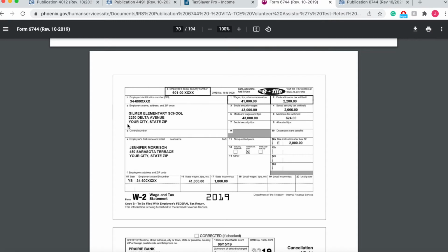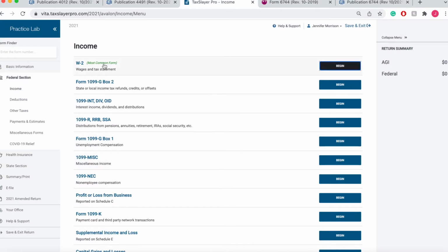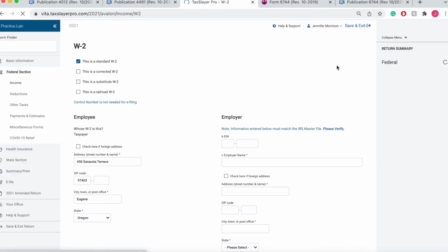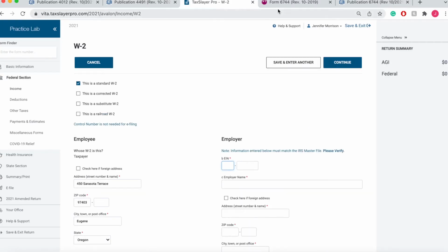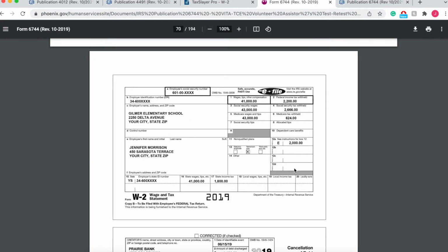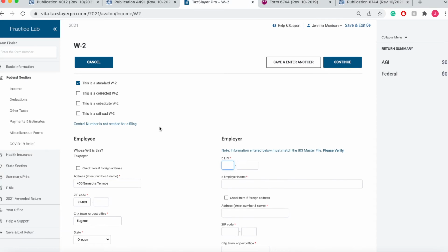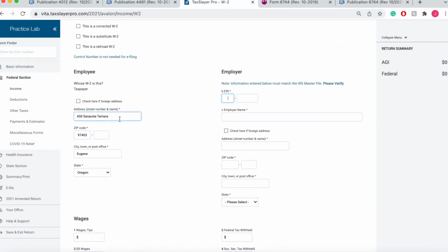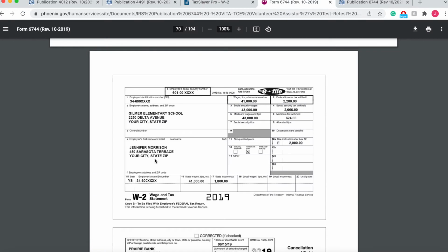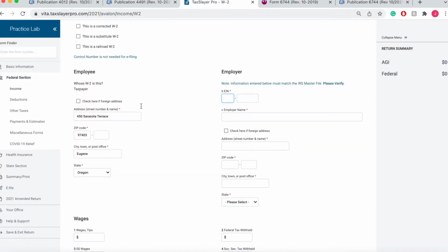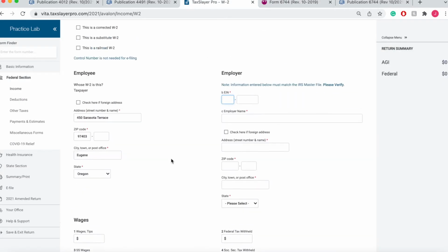And so I'm just going to enter this into TaxSlayer now. You see here an income W-2 right there at the top, because it's the most common form, as it says. As you can see here, this is a standard W-2, nothing special about it, nothing marked off that's a special kind of W-2, so we're just going to leave that checked. The employee here, it's going to bring over their address information. It's important to make sure that this is all correct. And you can see there, it is in fact correct.